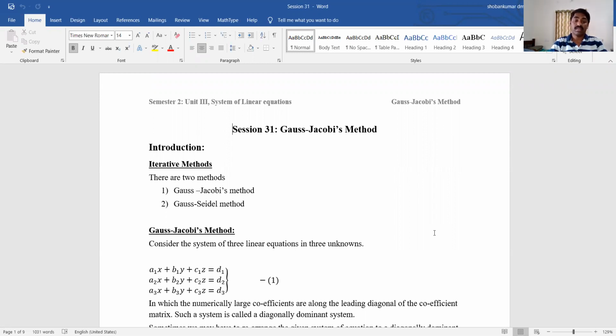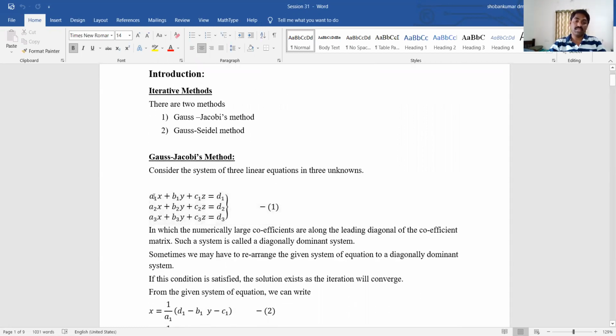If the system is diagonally dominant, we can go for either Gauss-Jacobi's method or Gauss-Seidel method. Today, I have to discuss Gauss-Jacobi's method, how to solve the system of linear equations by using Gauss-Jacobi's method. Here, consider the system of equations: a1x plus b1y plus c1z is equal to d1; a2x plus b2y plus c2z is equal to d2; a3x plus b3y plus c3z is equal to d3, in which numerically larger coefficients are along the leading diagonal.